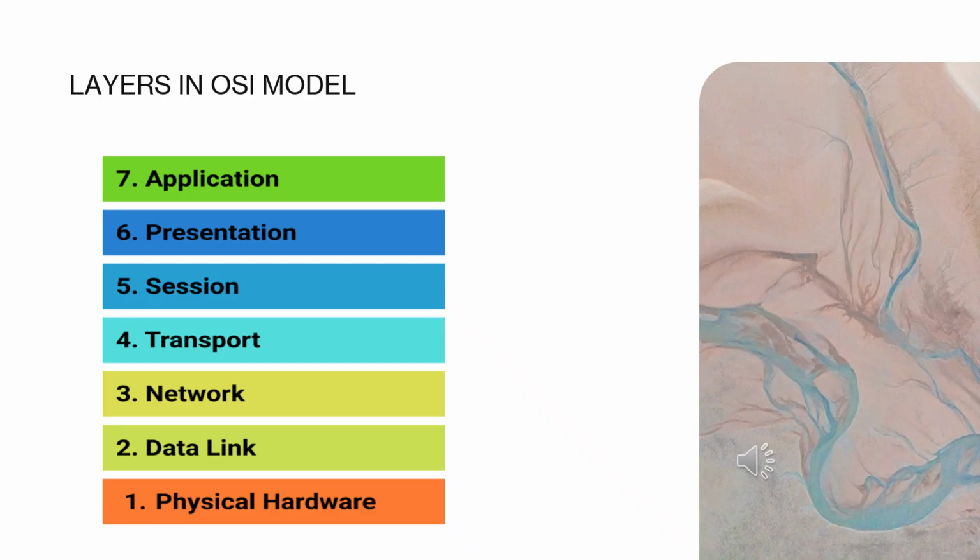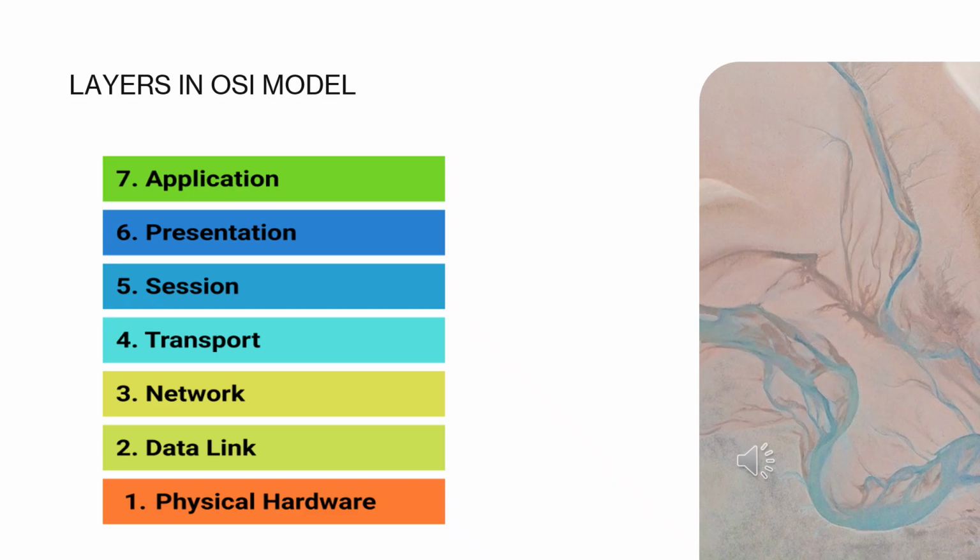Now we will see the layers in the OSI model. As we know, there are 7 layers in the OSI model. The first layer is the physical layer, second is the data link layer, third is the network layer, fourth is the transport layer, fifth is the session layer, sixth is the presentation layer, and seventh is the application layer.